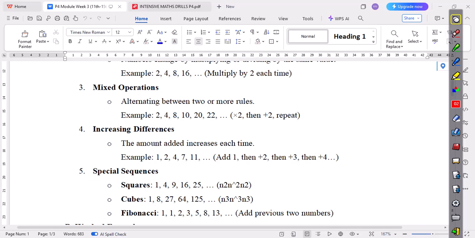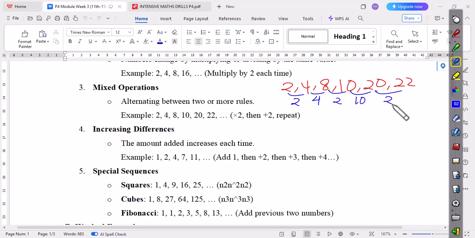For example, we have here 2, 4, 8, 10, 20, and 21, 22. And if we find the difference between each number, we have here 2, 4, 2, 10, and 2 again. So the numbers don't have the same pattern. But we have a same thing here.